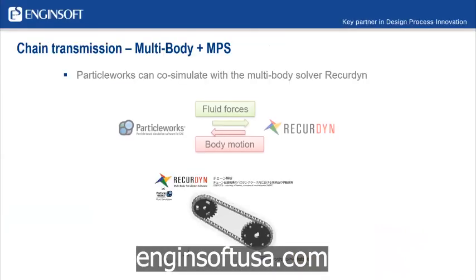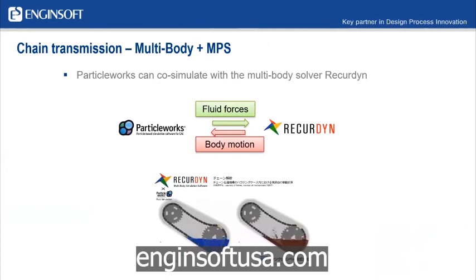So one that is important for a certain class of problems is when prescribed motion isn't enough to sufficiently define the motion in your problem, or when you have a coupling between the fluid and the moving boundary object. So we have a coupling with Recurdyn, which is a multi-body dynamics tool. This works for both solid rigid bodies and flexible bodies, so kind of an FEA approach on the Recurdyn side.